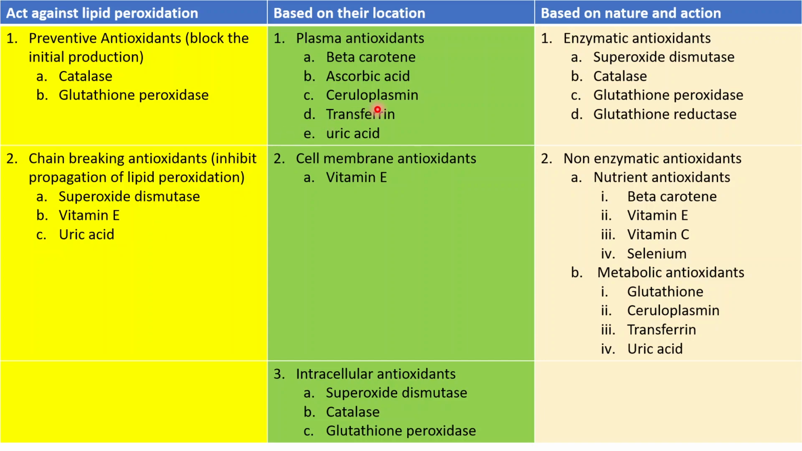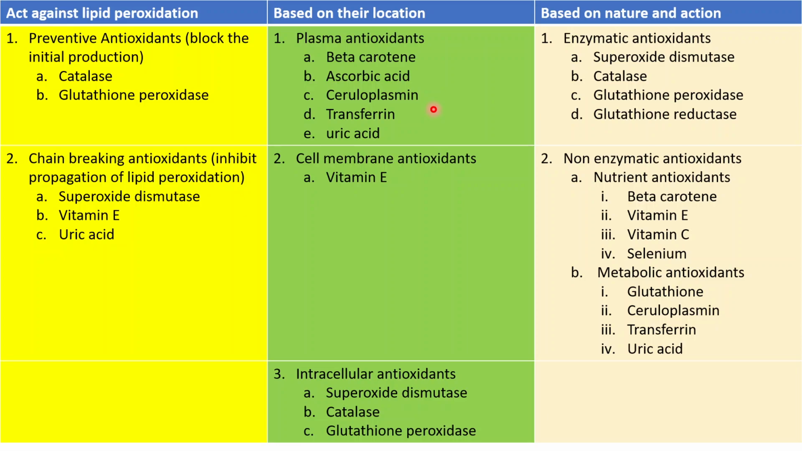Then based on the location, whether it is present in the plasma, the antioxidants are classified as beta carotene or precursor of vitamin A, ascorbic acid, vitamin C, ceruloplasmin, transferrin, uric acid. Or present in the cell membrane, they are again vitamin E, or it can be intracellular antioxidants, for example, superoxide dismutase, catalase, glutathione peroxidase. So these are present inside the cell. This is present in the cell membrane, and this is present in the plasma. So based on the location, this is how they are classified.